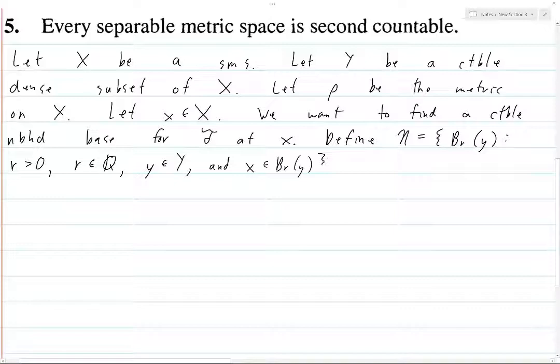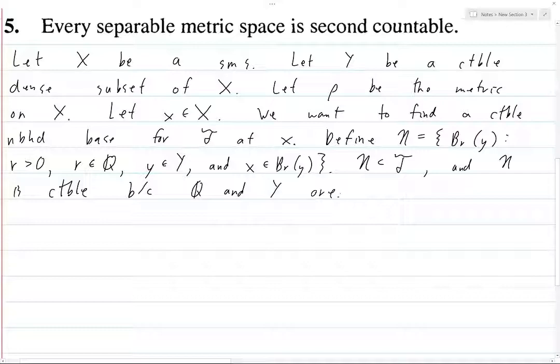Okay, so fancy N is going to be a subset of T, the topology on our separable metric space. And why is this the case? This is true because it consists entirely of open balls. And fancy N is countable because Q and Y are. Because again, N is sets of the form ball of radius r centered at y, where we have stipulations on r and y.